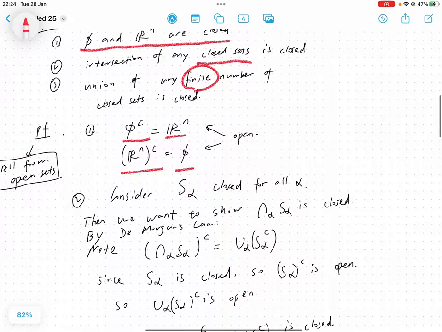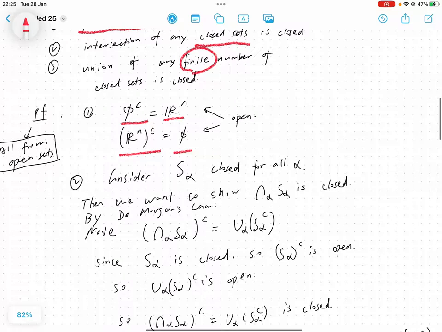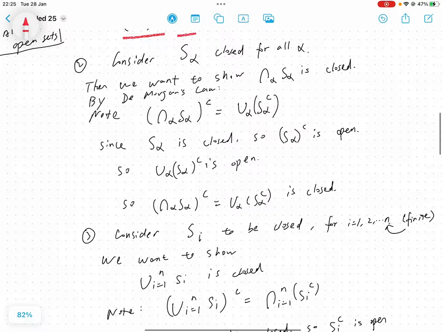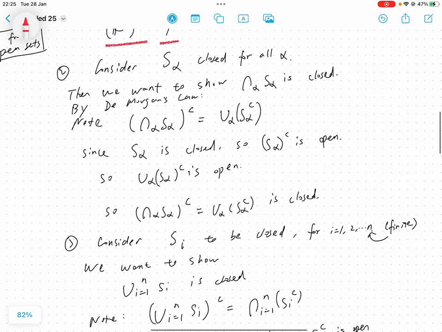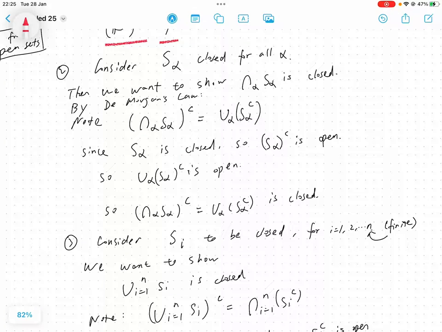And second, we want to show that the intersection of any closed sets, we didn't say it's infinite or finite, right? So it could be infinite. So here we're gonna say that this intersection of any closed sets is closed. So let's consider a set S_alpha that is closed for all the alpha, and this alpha could be from 1 up to infinity. Okay, so it doesn't matter. And then we want to show that the intersection of all those S_alphas is closed.